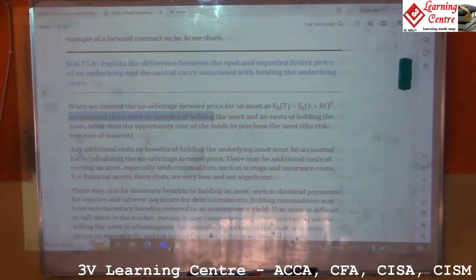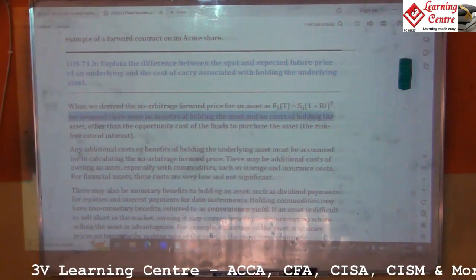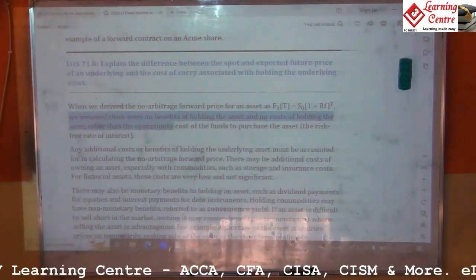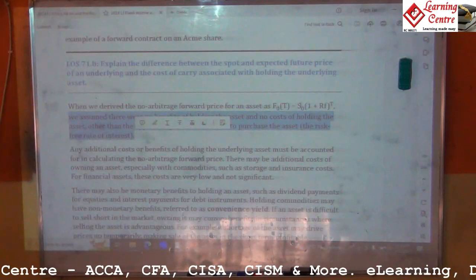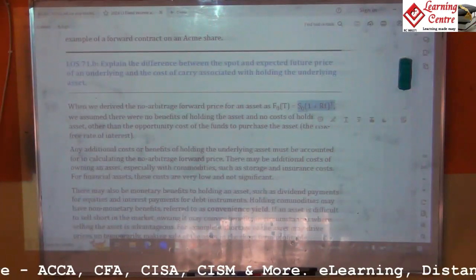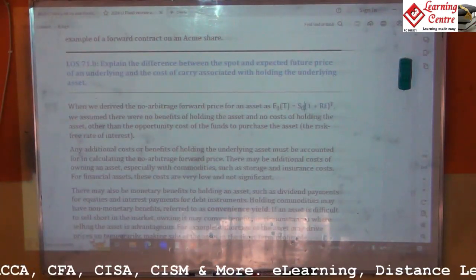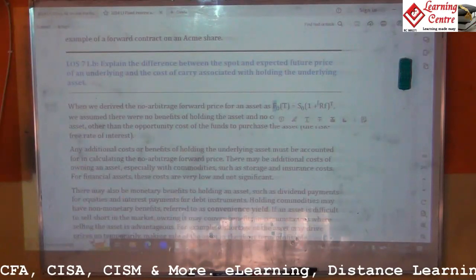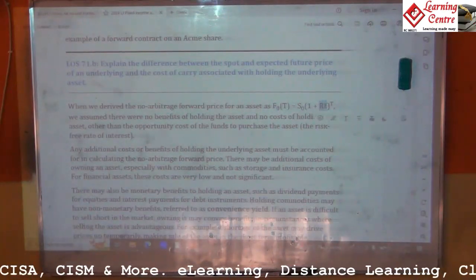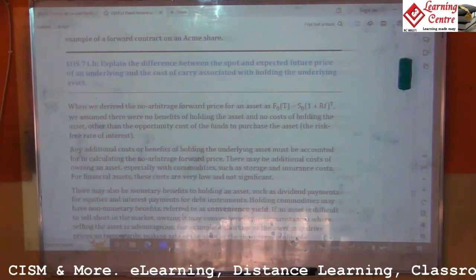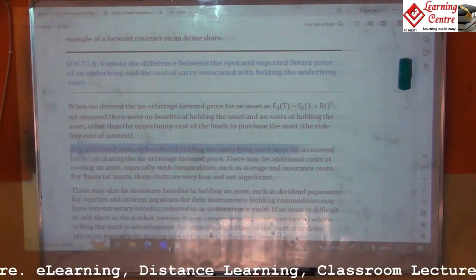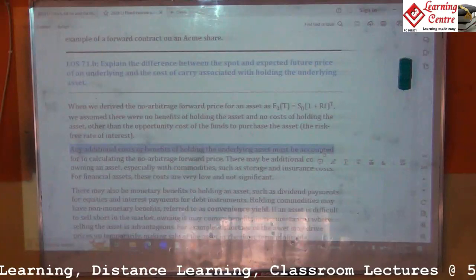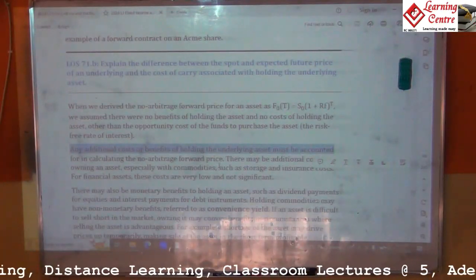So we assumed there were no benefits of holding the assets and no cost of holding the assets, other than the opportunity cost of the funds to purchase, which is the risk-free rate. Because this formula only looks at risk-free rates. Remember, we've spoken about spot rate before, we've spoken about future rate before. The only thing we have added now is risk-free rates. So any additional costs or benefit of holding the asset must be accounted for in calculating the no arbitrage price.